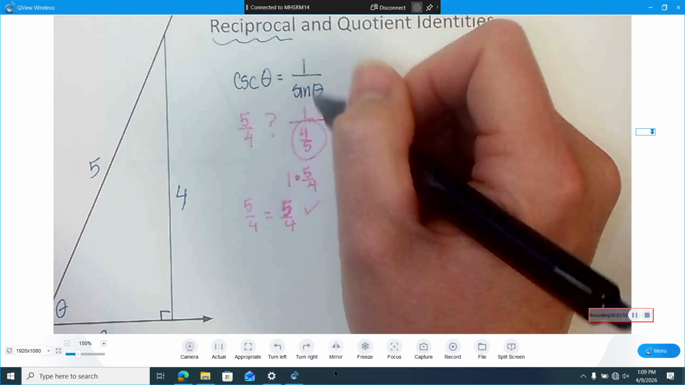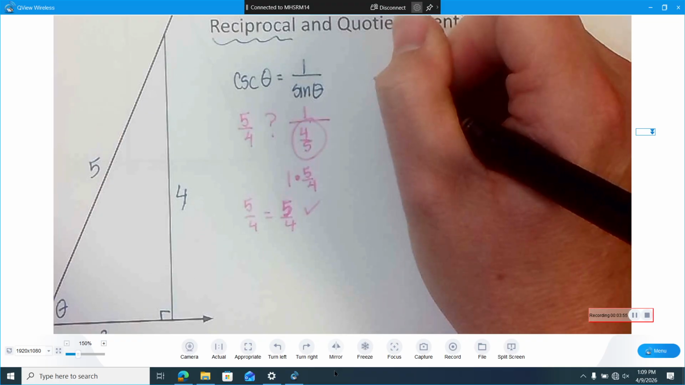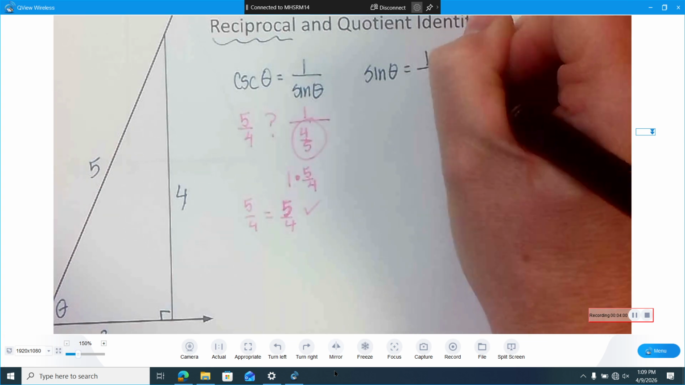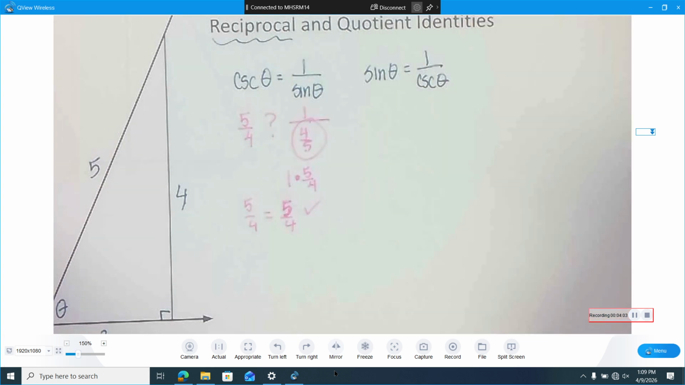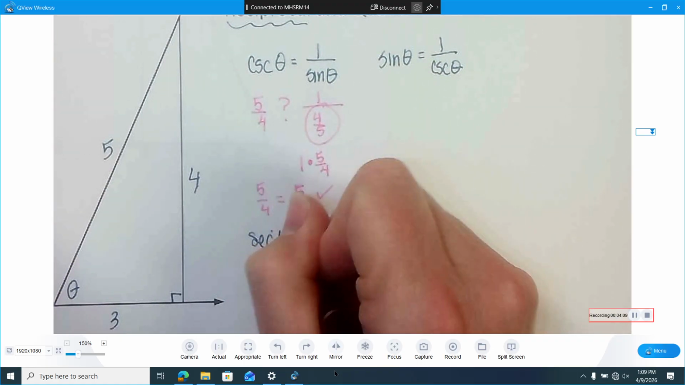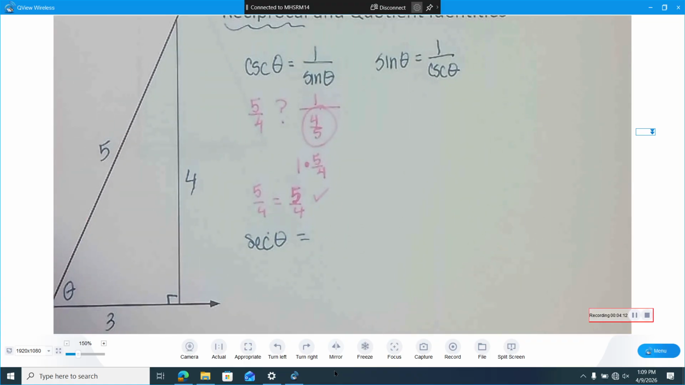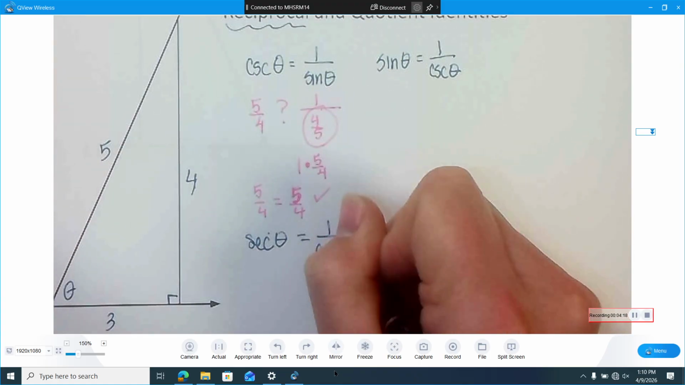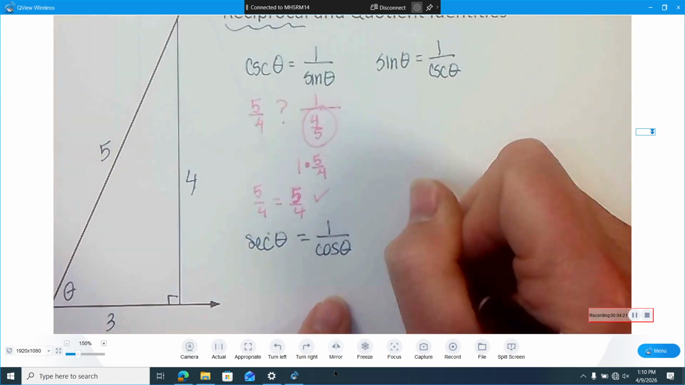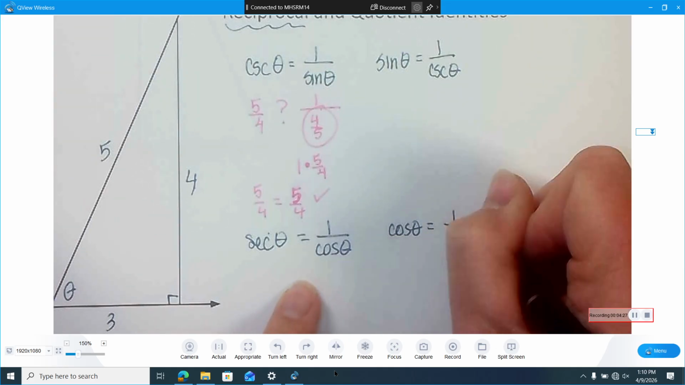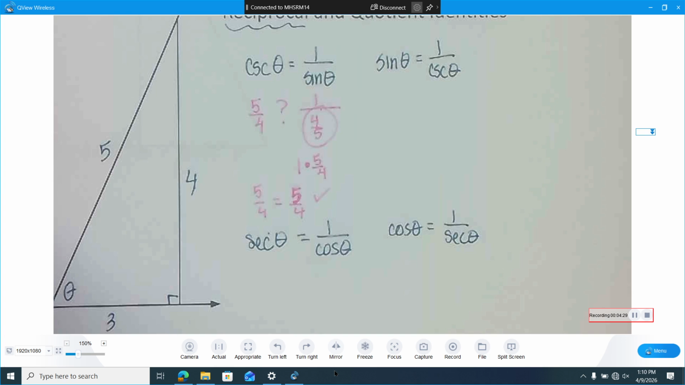So if cosecant is 1 over sine, then we can also say that sine of theta is the same as 1 over cosecant of theta. Okay. Now, we also know that secant of theta is the reciprocal of cosine, 1 over cosine. All right, and then the reverse is true. Cosine of theta would be the same as 1 over secant. Okay, those are reciprocals. That's what reciprocal means technically, is that it's 1 over something.